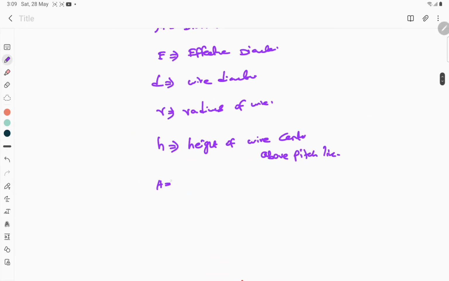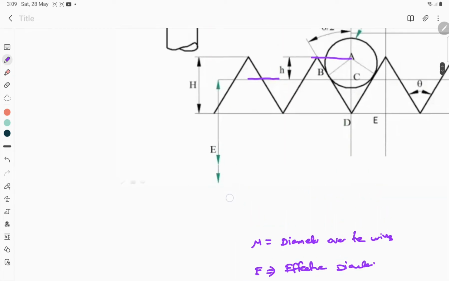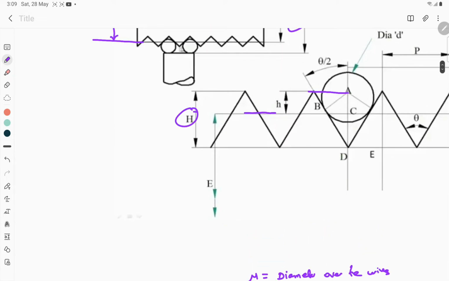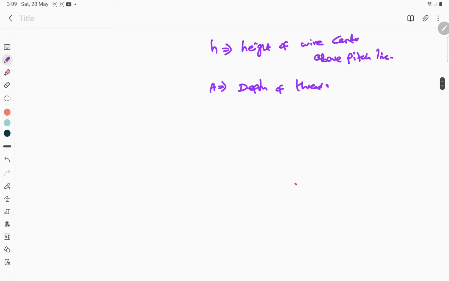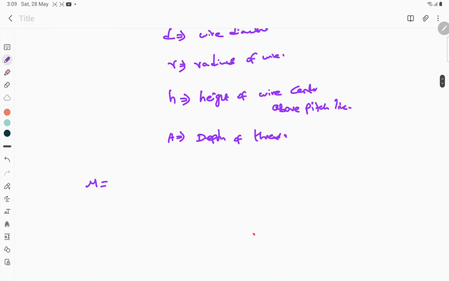Capital H is the depth of thread. This is the capital H, depth of thread. Now from the micrometer reading we are calculating this M. Through a relation we can write this M as E plus 2R plus 2h.